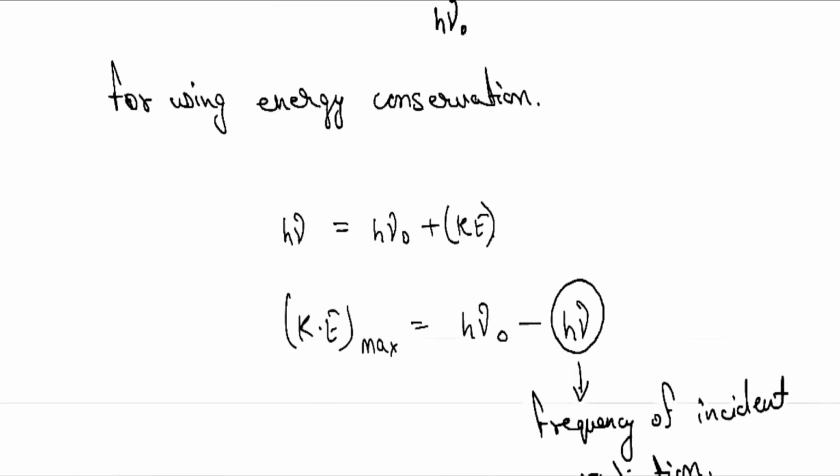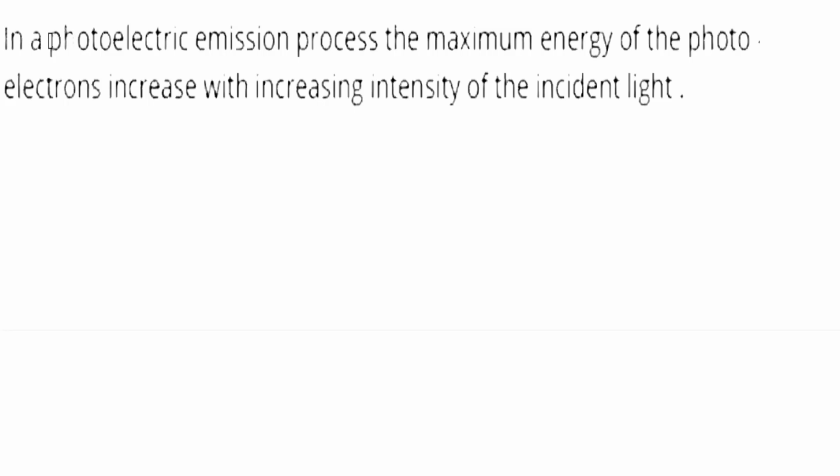Thank you. Here the question is: in photoelectric emission, the maximum energy of a photoelectron increases with increasing intensity of the incident light. We have to find whether this statement is true or false. First, let us know the electron's energy.